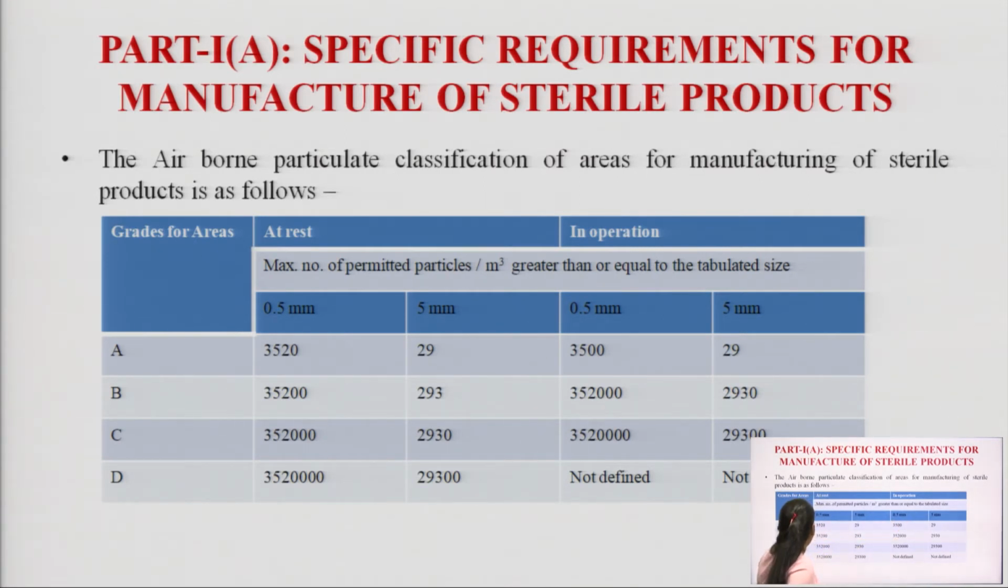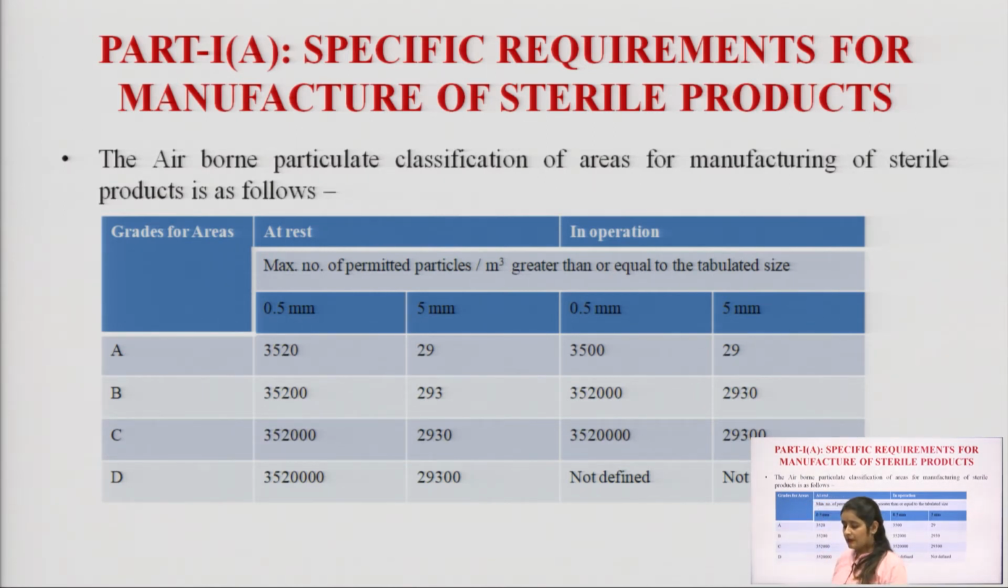size. For grade B, you can see here the particles permitted is 35,02,000 and for 5 µm 2,930. Here, sorry, it is 3,52,000, and in grade C 35,20,000 particles are permitted, whereas in 5 µm size 29,300 particles are permitted, and for grade D area the sizes are not defined.